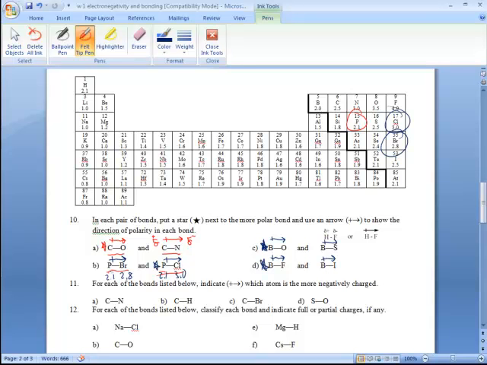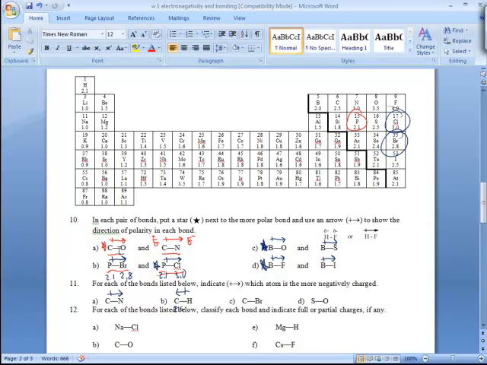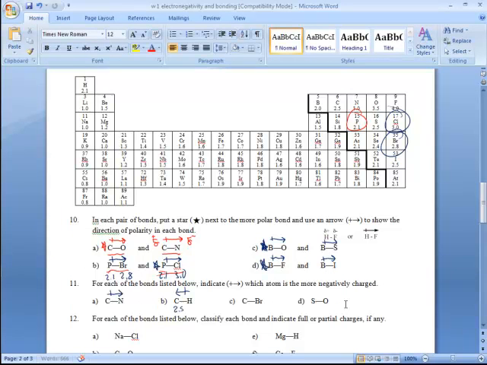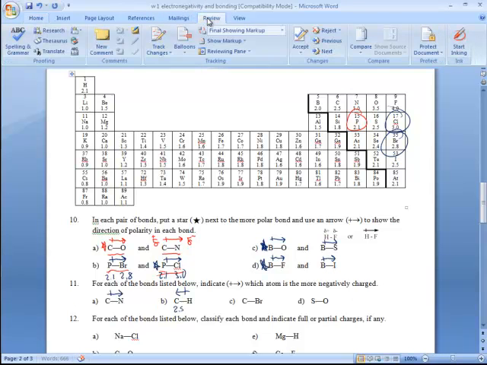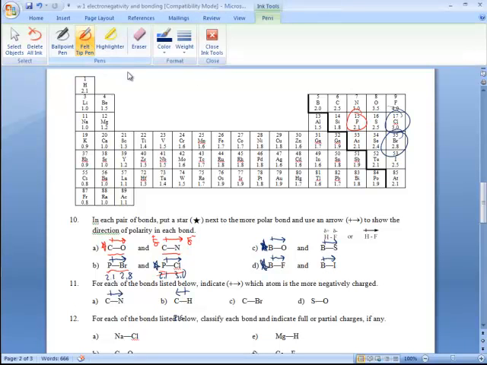Check your answers. You'll want to be sure and look at each one of these. Carbon is 2.5, and hydrogen is 2.1, so the greater electronegativity is the carbon. Does that look right for the rest of those?